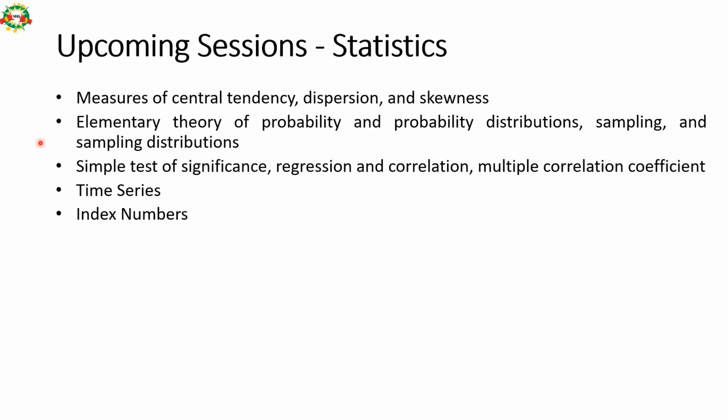So this is what we are going to discuss in the upcoming sessions. Probably in 4 sessions we will try to cover this entire syllabus. In the next session we are going to talk about central tendency, dispersion and skewness. Then in the third session we are going to discuss probability, sampling and sampling distribution. In the fourth session we are going to discuss regression, correlation, multiple correlation, and in the last session we are going to discuss time series and index numbers.